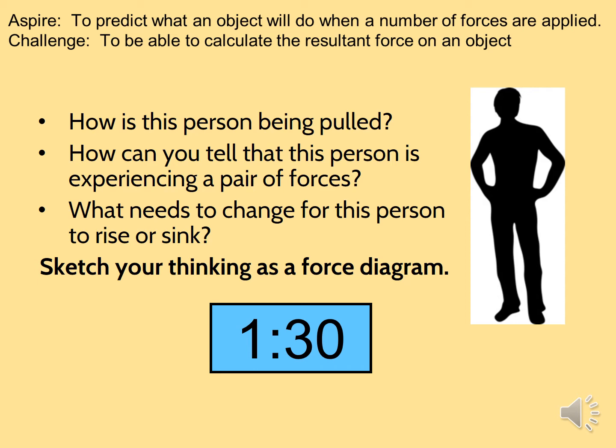So let's apply our learning now. Here we have a photograph of a person who is stood still on a surface. I'd like you to draw a sketch diagram of that person, maybe 4 or 5 lines long. Perhaps put a line under their feet to show the floor. I'd like to know how this person is being pulled. I'd also like to know how you can tell that the person is experiencing a pair of forces.